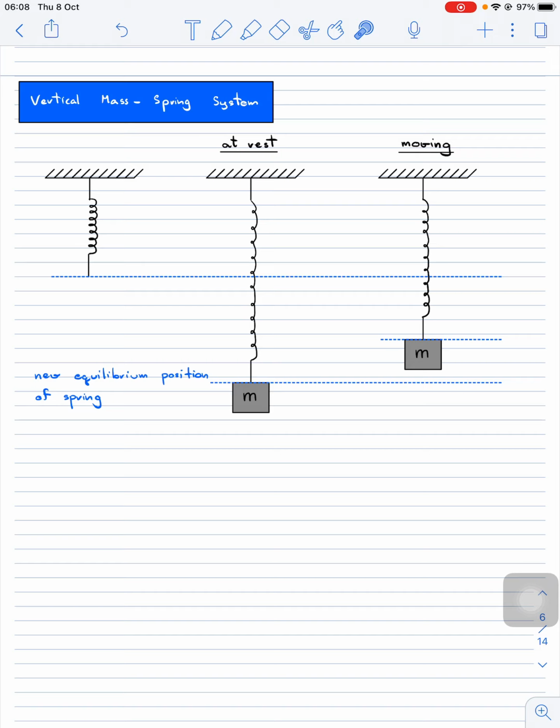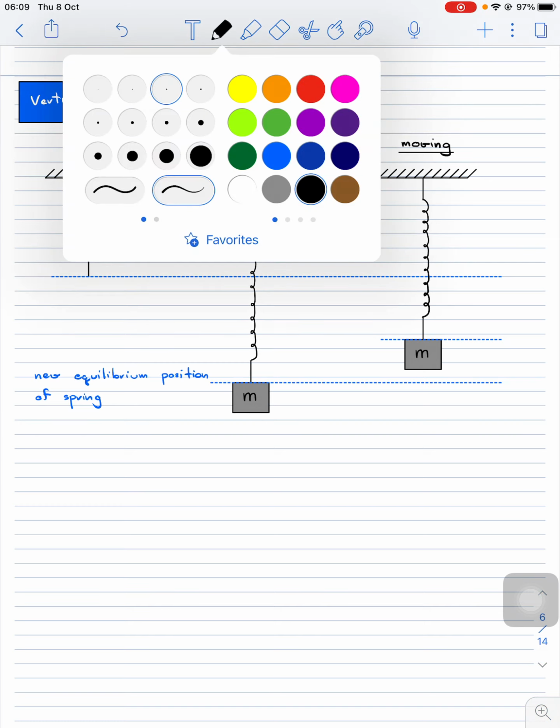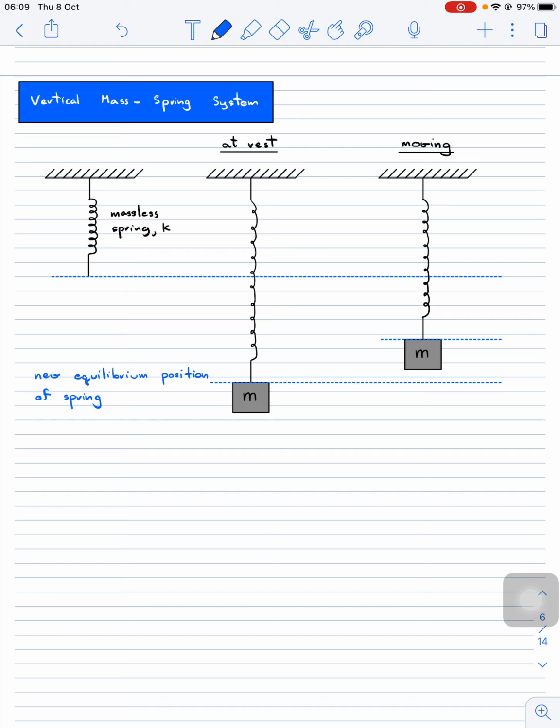So initially, let's say that we have the massless spring, and let me just write down the massless spring, with the spring constant equal to k. Then the original length of the spring here, let's say that it is just equal to L naught.